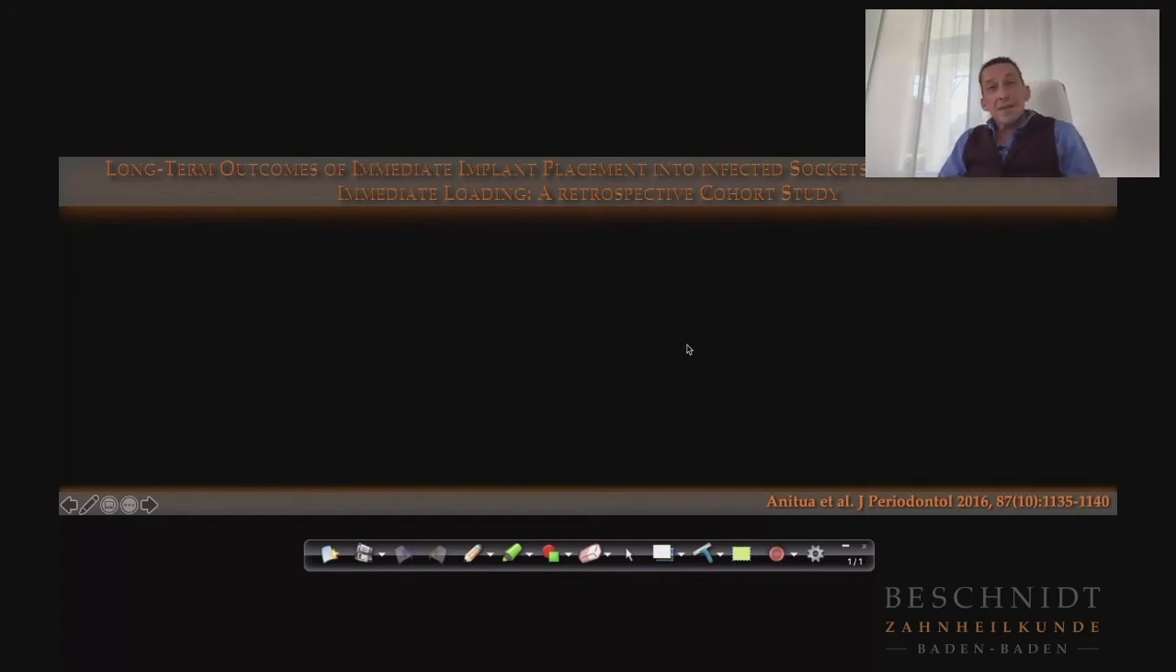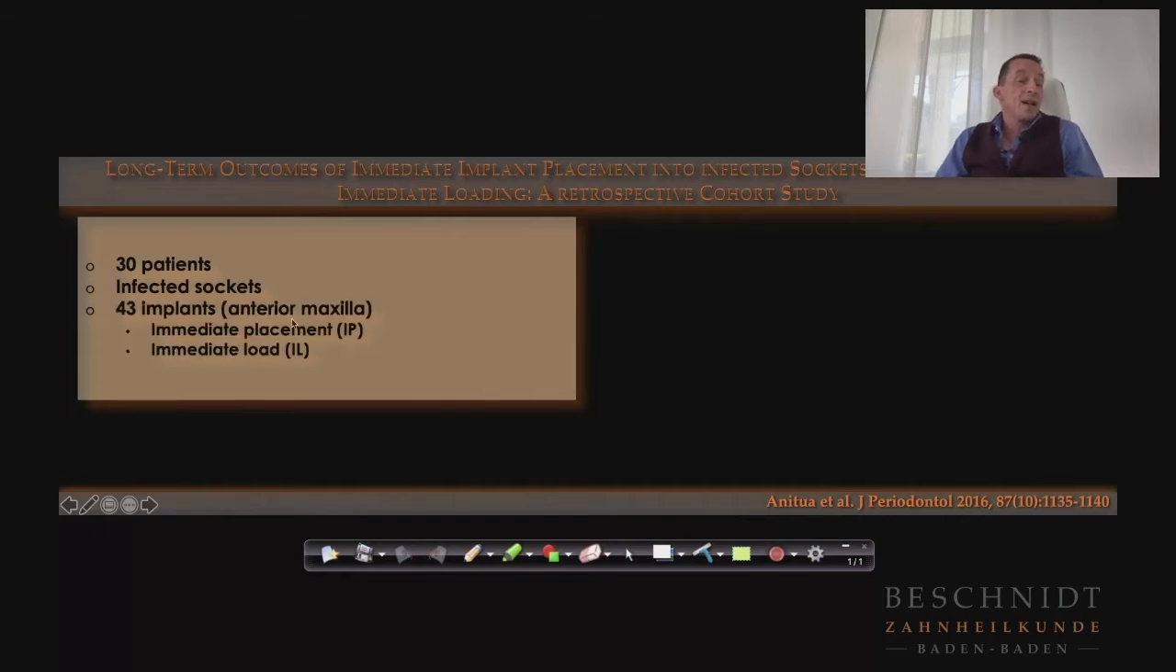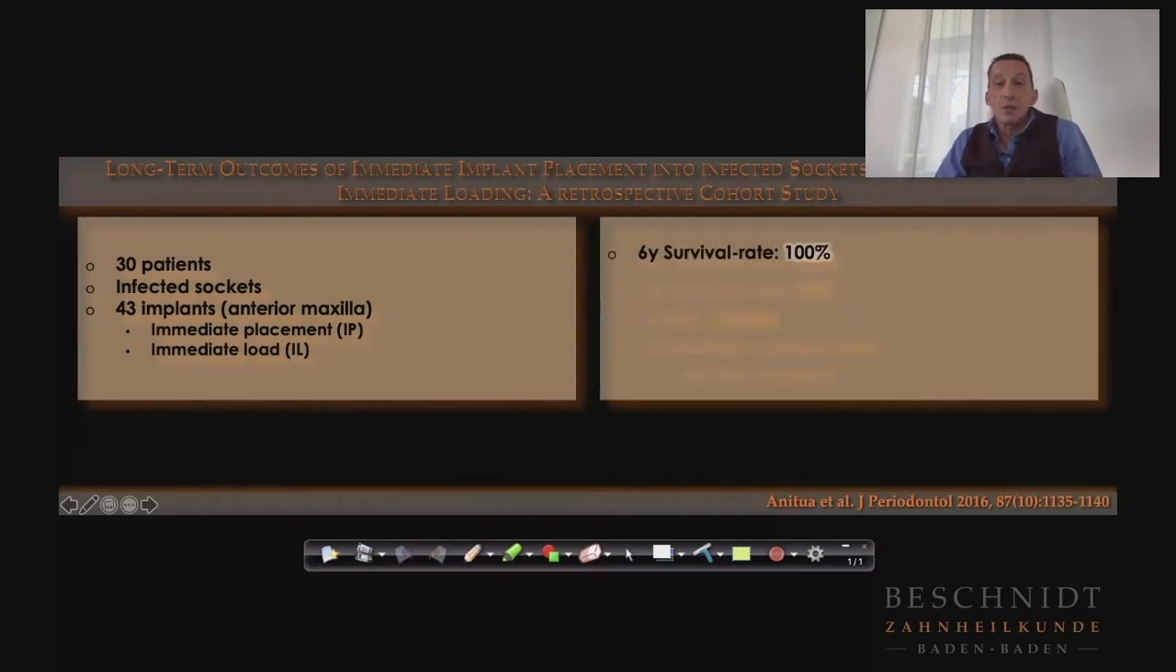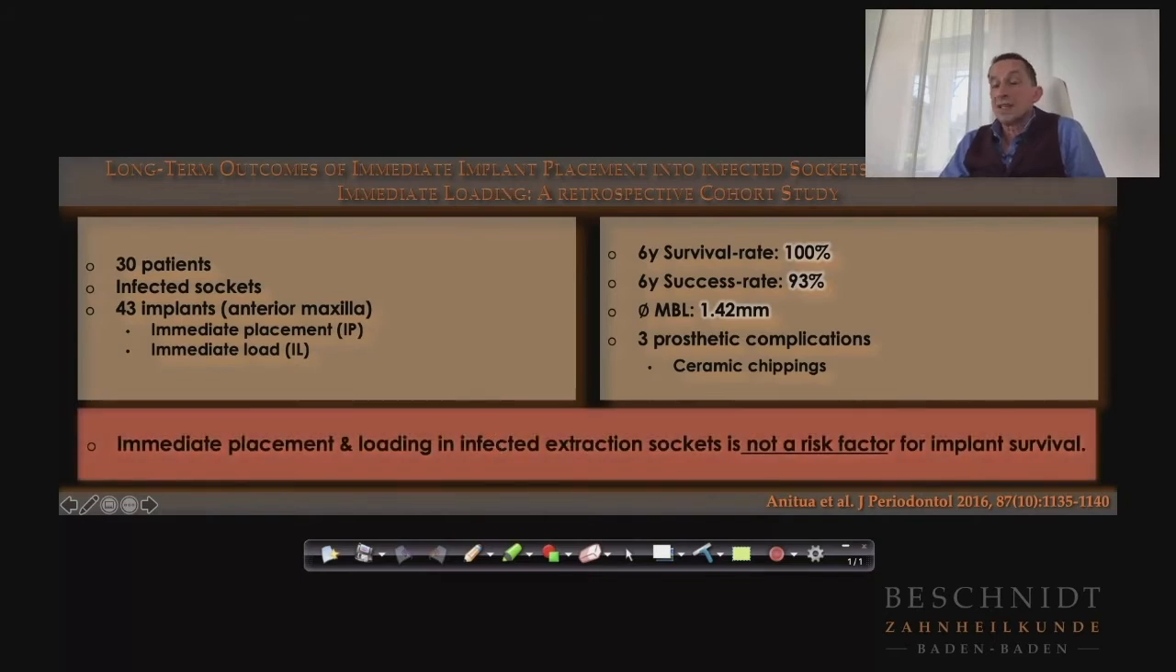And finally, we have to think about, why do we extract those teeth? Mostly we extract them because of infections. So let's have a look at infected sockets. Here we have one study from Anitua with 30 patients, immediate implant placement in the anterior maxilla into infected sockets with immediate loading. Looking at the results over 6 years, we have a survival of all implants. The success rate was 93%, which is quite high over 6 years. The marginal bone level was 1.4 millimeters over 6 years. There were only 3 prosthetic complications concerning ceramic chippings. So finally, they can conclude that the infected socket itself is not a risk factor.